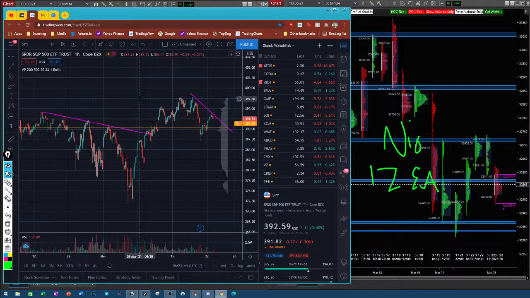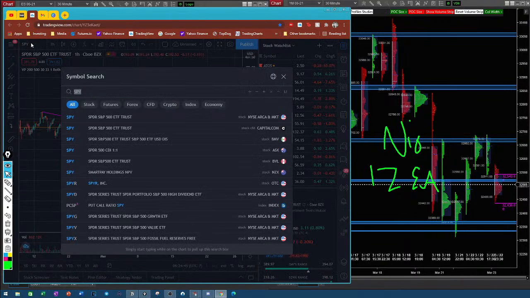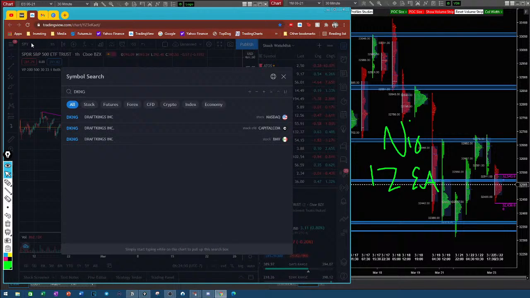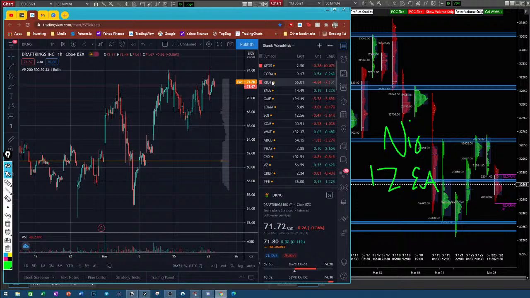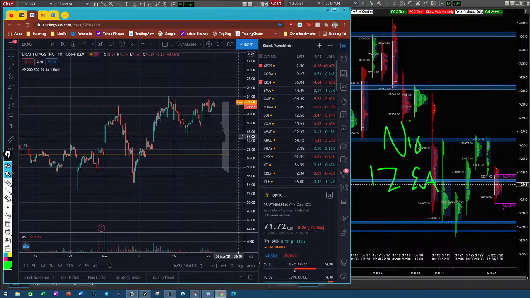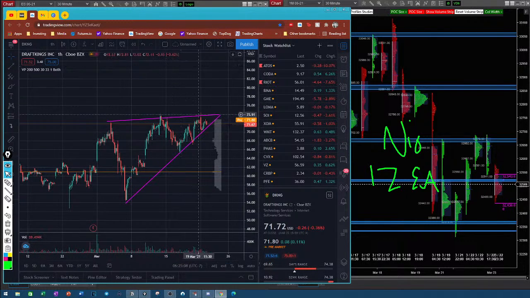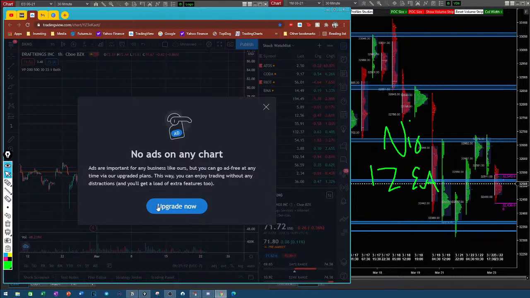DKNG. All right, we'll check one of these. DraftKings. All right, another rising wedge. So this is also a very nice setup. We have a beautiful trend line right here, and an equally beautiful trend line right here. So I would definitely be looking for a break above these levels.